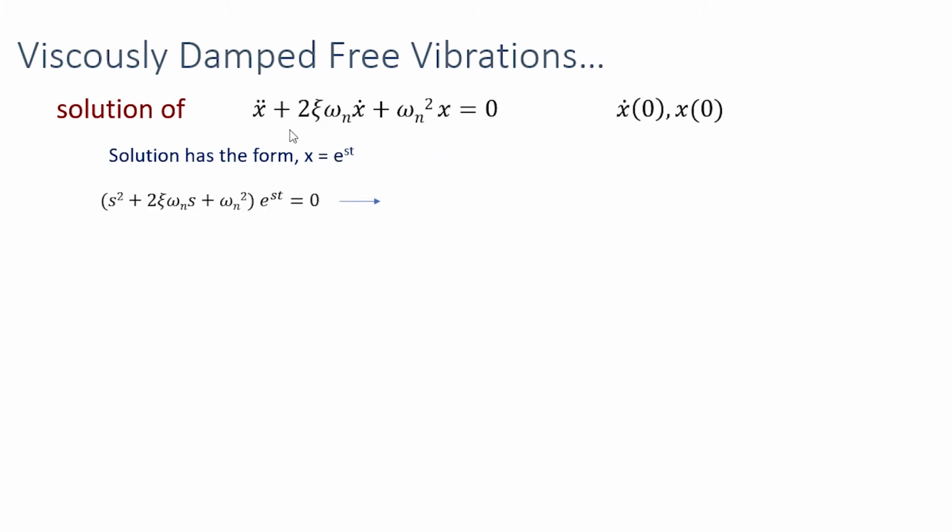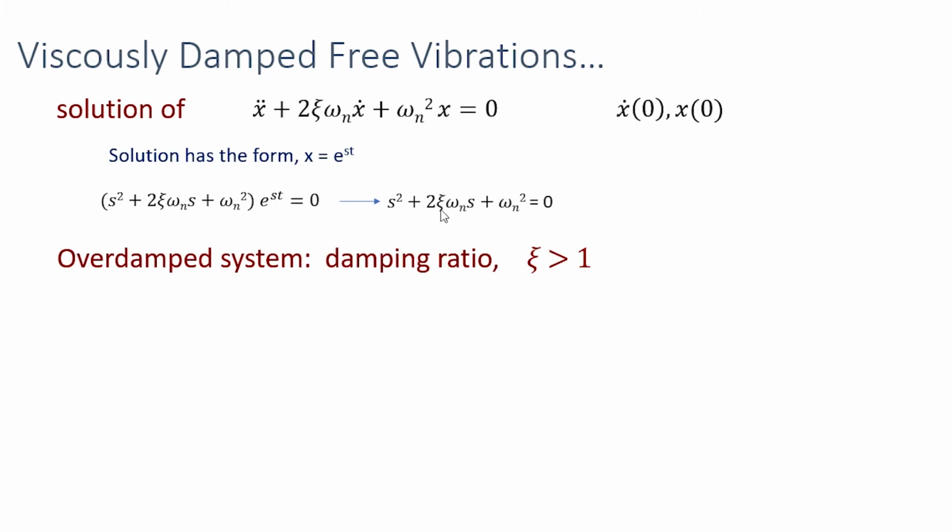So when we substitute this function in our equation of motion, we get this, and we can take this characteristic equation and solve for s. We know that for non-trivial solutions, this part of the equation should be 0. So this is the characteristic equation. We can solve this for different values of zeta.